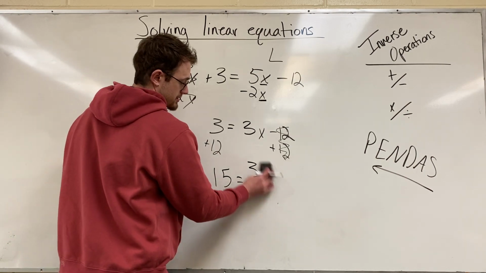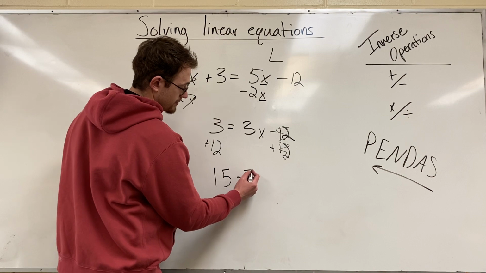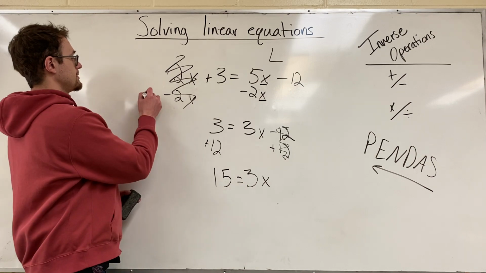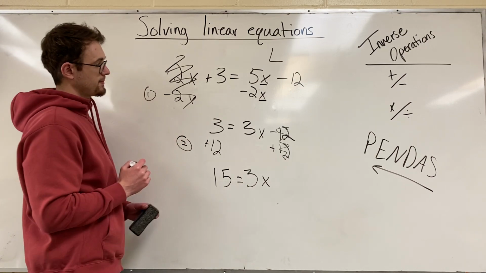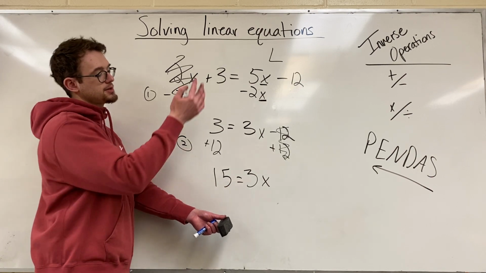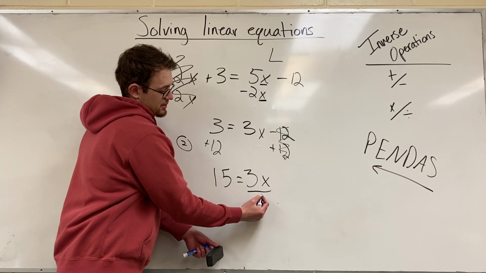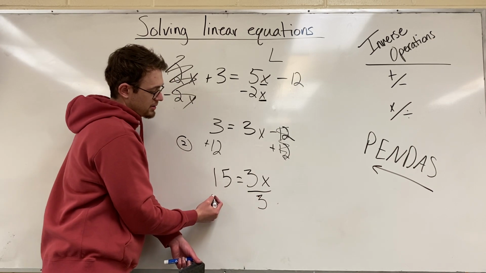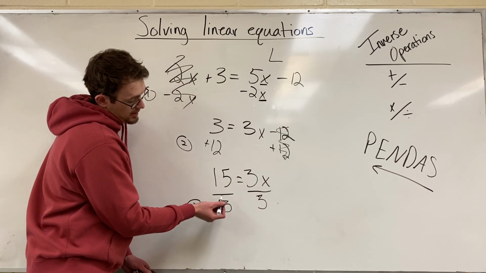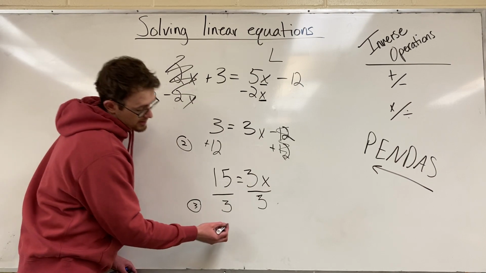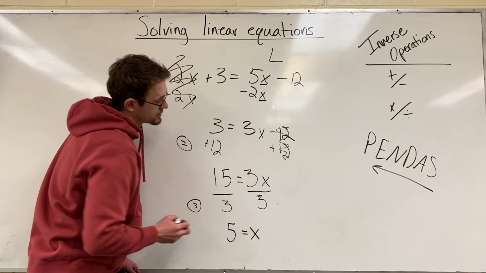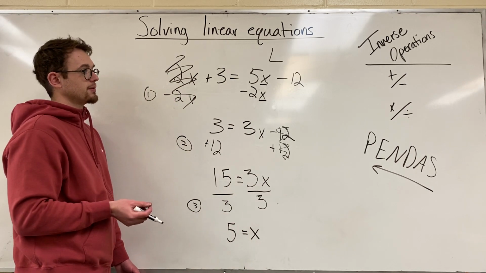I don't know what I got going on there. So now I got 3x. So we've done one step, second step. Now I'm on to my third step. I have multiplication, 3 times x. How do I get rid of multiplication? Division. Divide by 3, divide by 3. So this is now my third step. And I'm going to get 15 divided by 3 is 5. And that will equal x. So that was just a 3-step problem.